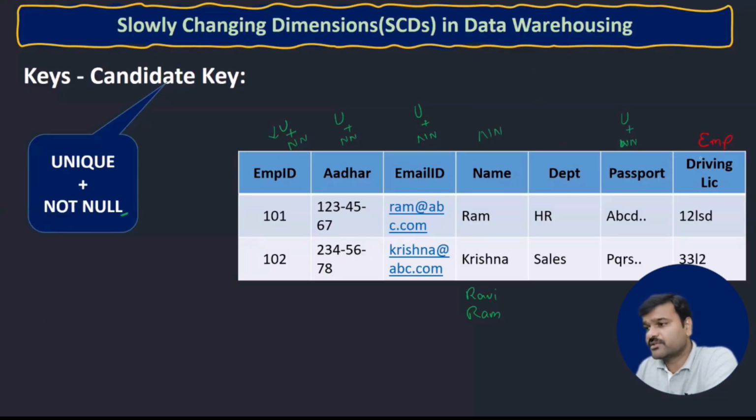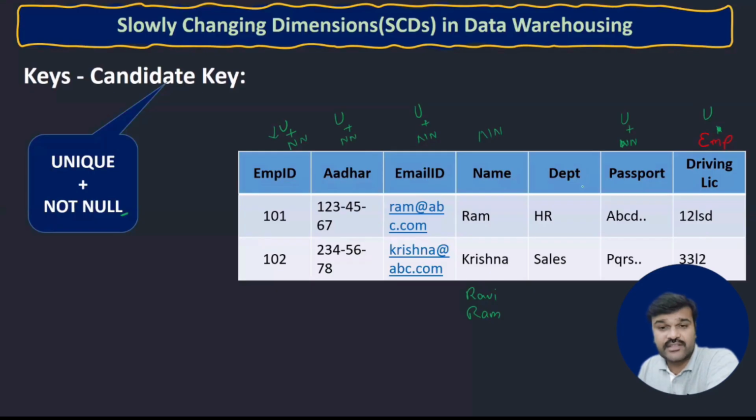Even when you come to driving license, it is following uniqueness, but some people may not know driving, so they may not have a driving license. So not null is not followed. Ravi doesn't know driving, so he has a null value. That is column-wise, if you observe: unique individually, not null individually.